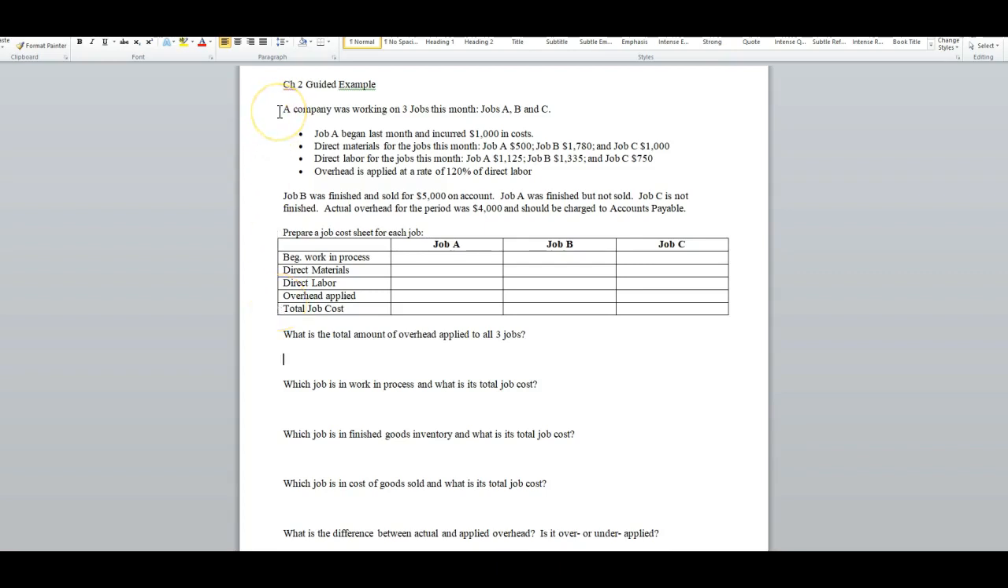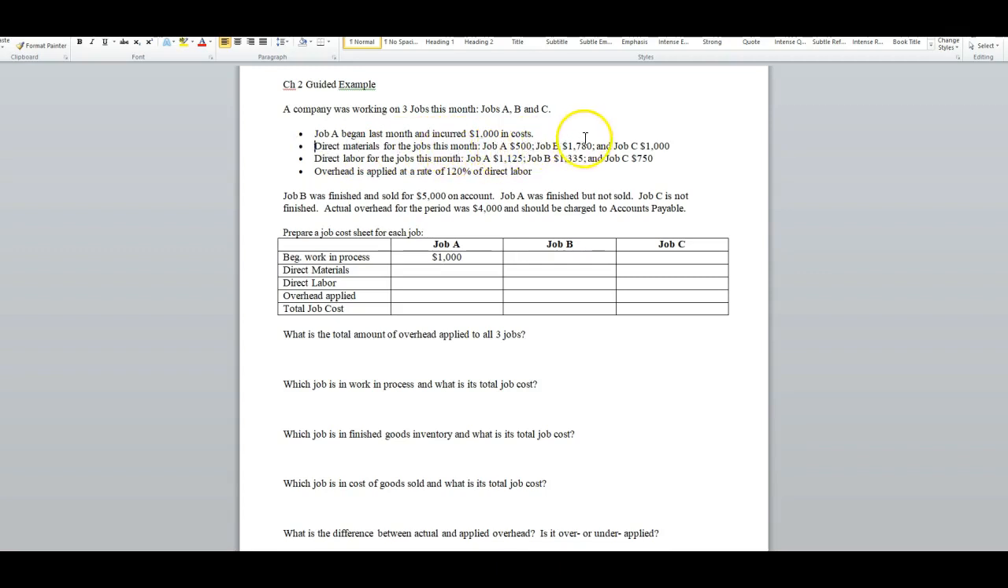So the company we're going to be working with, they had 3 jobs this month, and originally they are called jobs A, B, and C. It says job A began last month and incurred $1,000 in costs. So if job A began last month and had $1,000 in costs, that's going to be my beginning work in process. So I'm going to come down to job A under beginning work in process, and I'm going to put the $1,000.